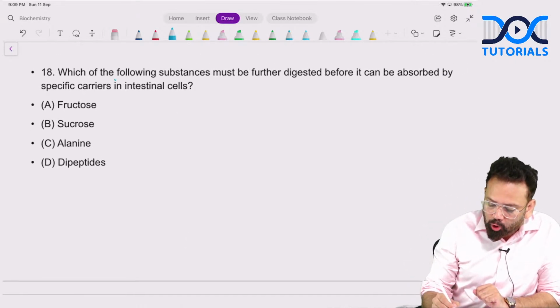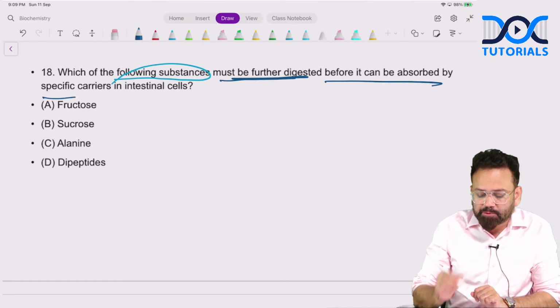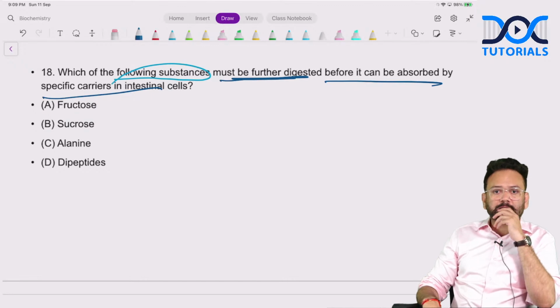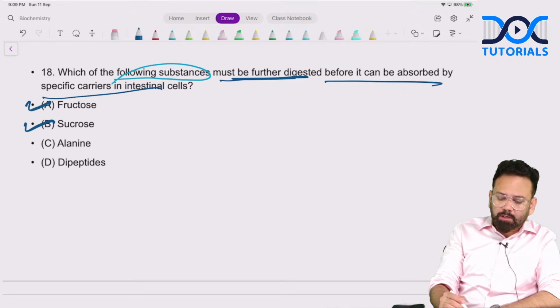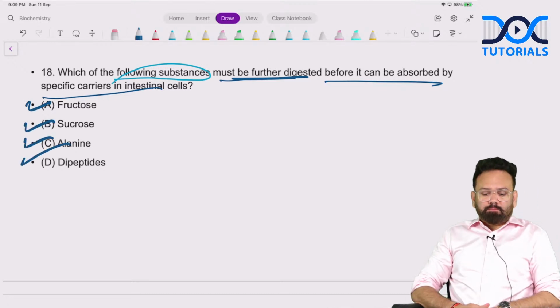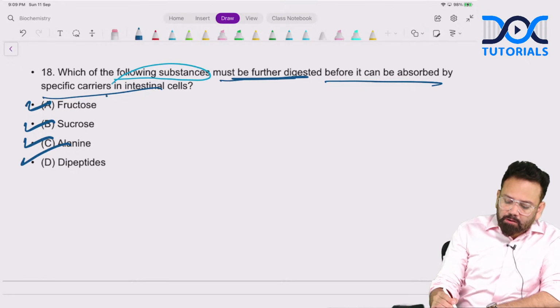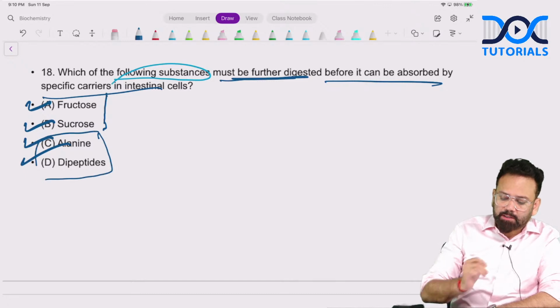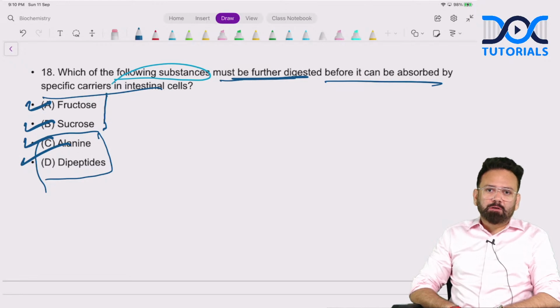Now, which of the following substances must be further digested before it can be absorbed by a specific carrier in the intestine? Which needs to be further digested? Fructose, sucrose, alanine or dipeptide? Sucrose, fructose, alanine or dipeptide? These are examples of glucose, and this is of amino acid. Now, which needs to be broken before absorption? Very simple question. Glucose or amino acids?